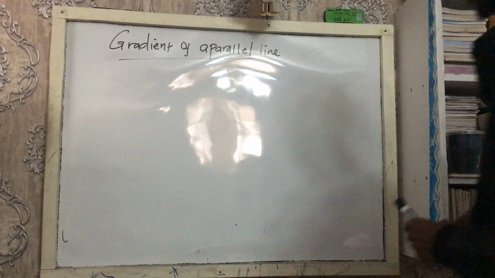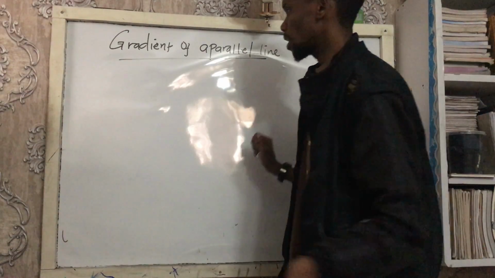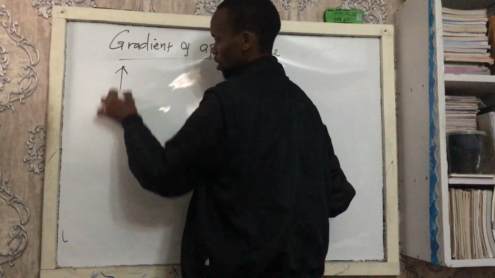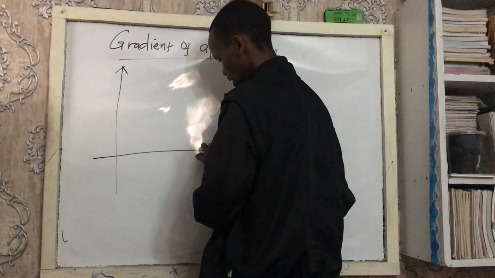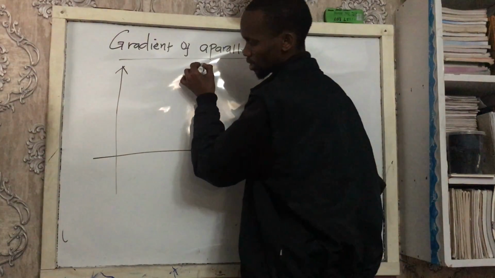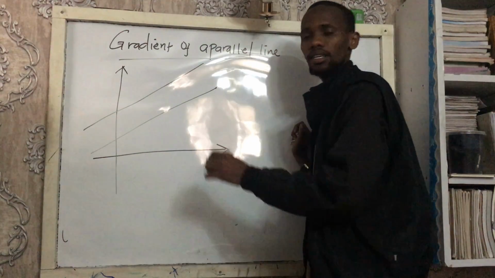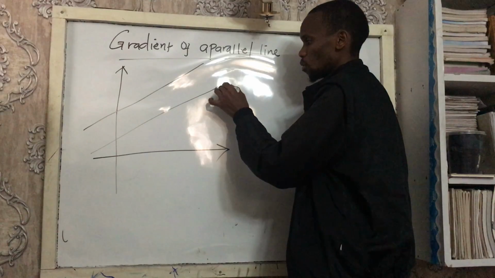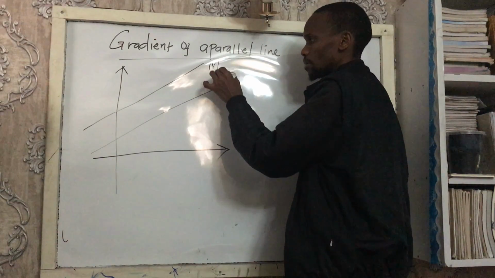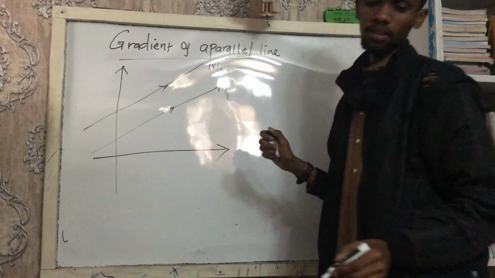We continue. The gradient of a parallel line. Now assume we have a Cartesian plane like this one. This is our Cartesian plane. And we have maybe 2 lines, okay? This is the first line and this is the second line. Let's say this is line M1, and this one is line M2. Are these 2 lines parallel or not parallel?